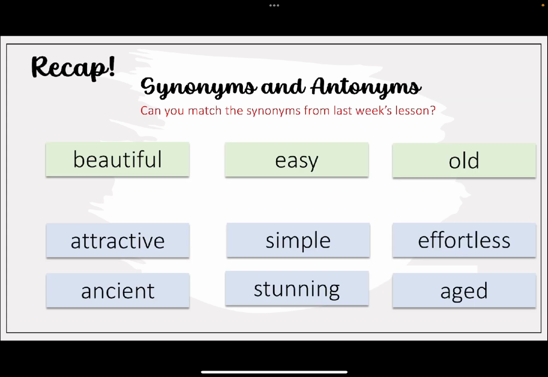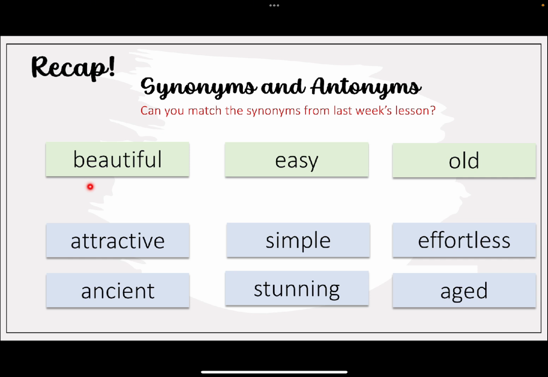So, quick start. Let's have a quick recap on last week's episode, which was synonyms and antonyms. I want to see if you can recall some synonyms from last week. If we had the word beautiful, can you think of any synonyms for beautiful? If I had the word easy, can you think of any synonyms for the word easy? And the word old, synonyms for old. And if you can't remember what a synonym is, it is basically a word or a phrase that has the same or similar meaning. So those words were beautiful, easy, and old.